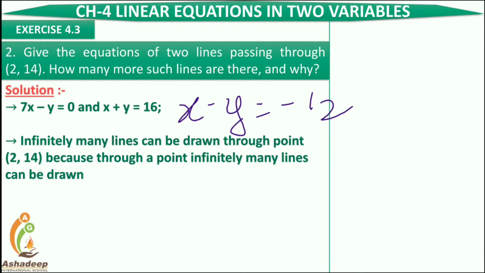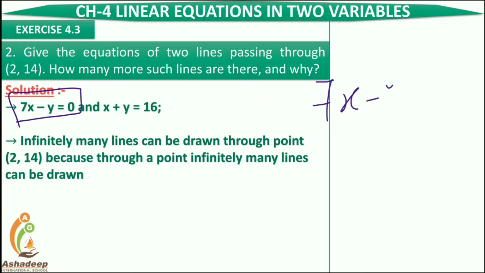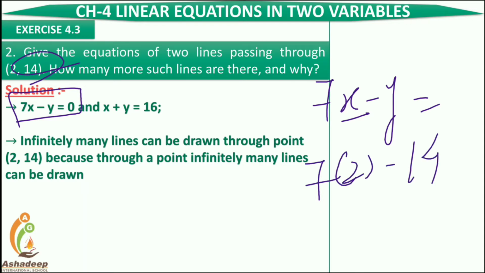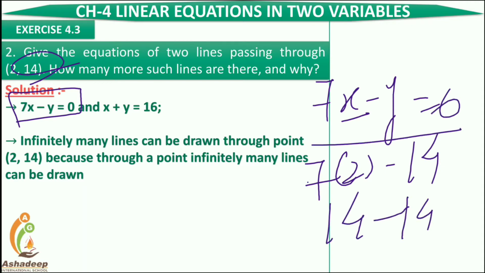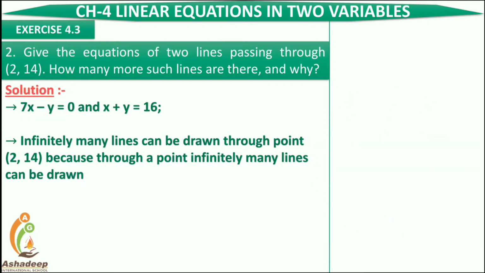Right, here it is. In my mind it comes as 7x minus y. So what to write down as it is equal to? I don't know. So simply put x is equal to 2. So 7 multiplied by 2 minus, instead of y, we need to put 14. So 7 twos are 14. 14 minus 14 is nothing but 0. So 7x minus y is equal to 0.